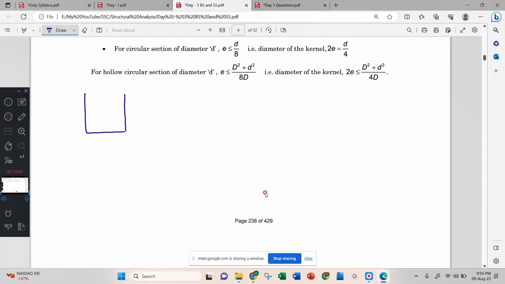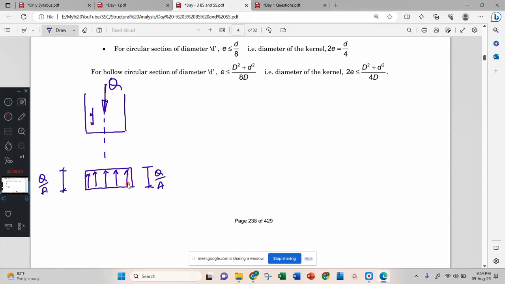This is some beam or some column. We will consider a column. This is your center axis. If the force is a uniform force, Q force is acting, then the stress distribution is like this. This is your stress. This distance is Q by A. This distance is Q by A. Both are Q by A.